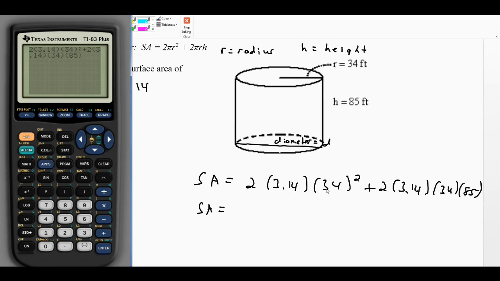Just want to make sure I have it typed in correctly, and if you ever see a mistake, just let me know. And we get 225,408.88, and this time it's square feet.